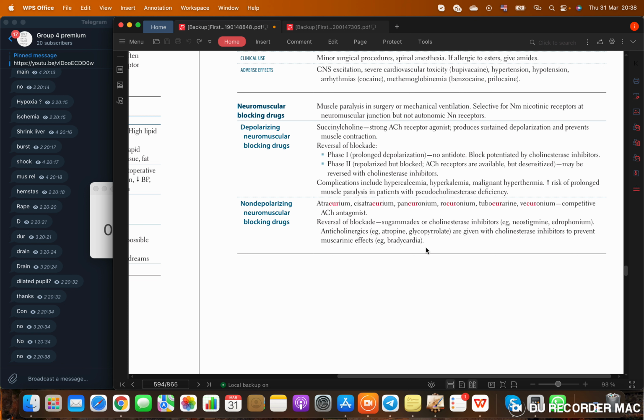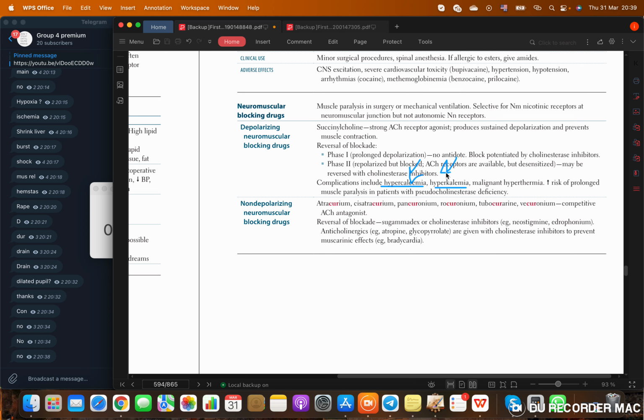There is the contraction period. Complications include hypercalcemia, hyperkalemia because of the destruction of the muscle cells, because of the initial contraction, of course, and malignant hyperthermia, which has been seen with the inhaled anesthetics. I told you I will tell you about succinylcholine a little bit later. Here it is. This is succinylcholine.